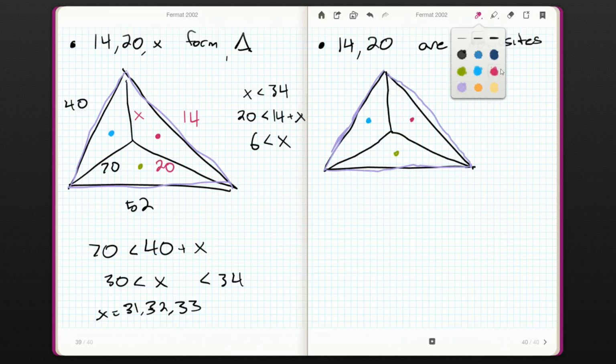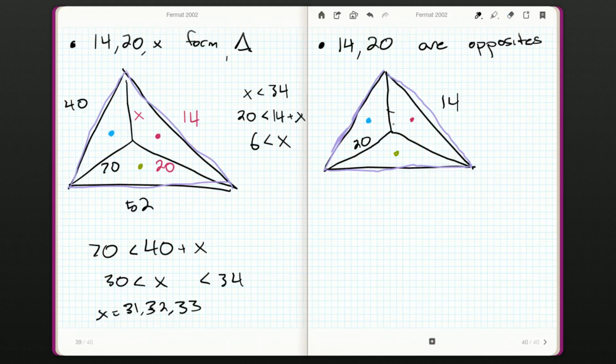Okay. So I'll put 14 here. And I'll put 20 here. They have to be opposites. Actually, we'll keep 14 in black as well. So now the question is, well, where does x have to go? Okay. So if 14 and 20 are opposites, that means that one of these four remaining ones is going to be 70. And that means 70 and 14 are going to share a triangle.